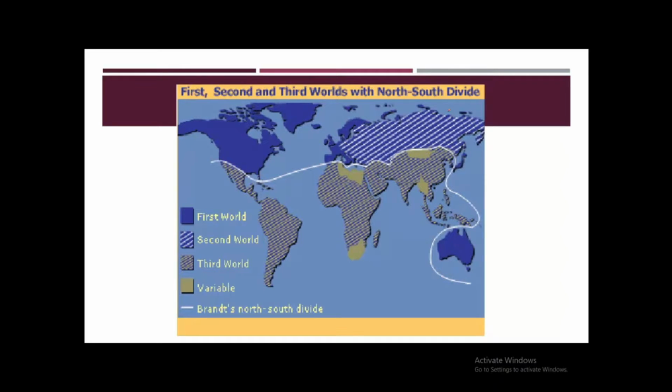According to this picture, the blue countries are basically the first world countries, the countries with the stripes are the second world countries, and the others are third world countries. And there are also variable countries like Mongolia, and I think there are Bangladesh and Myanmar here. So that's the division of global north and south.